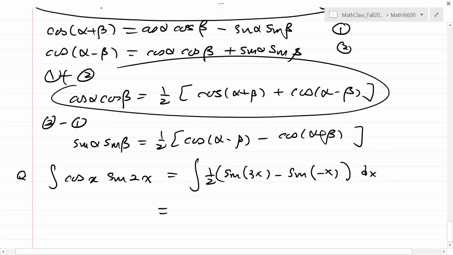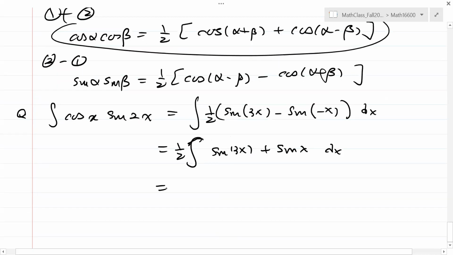So let's rewrite this again. I'm going to take the 1/2 out. It's going to be the integral of sine 3x plus sine x dx. It's just these two terms. The antiderivative of sine is negative cosine. So negative cosine 3x divided by 3, and negative cosine x divided by 1. So that is the answer. Now, is this a unique answer, a unique form? Since sine 2x is so special, I can solve the problem in a different way. There are multiple ways to do that.